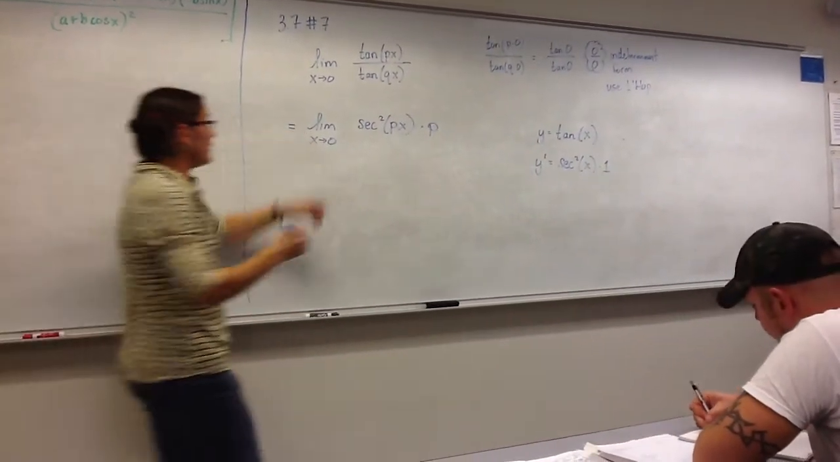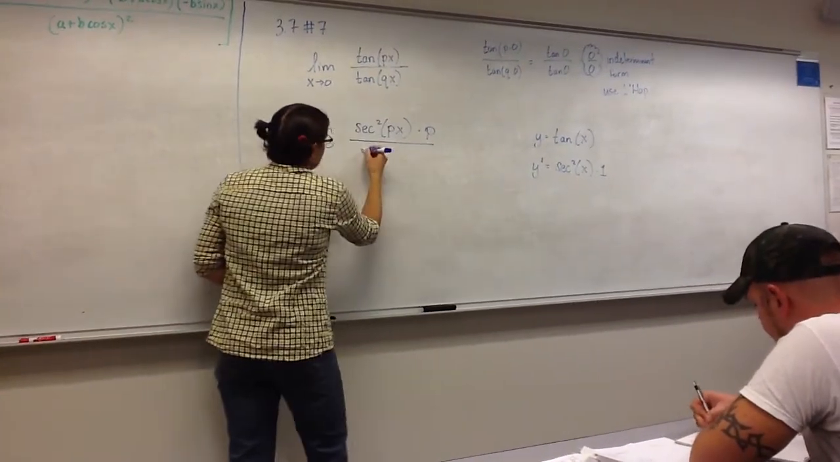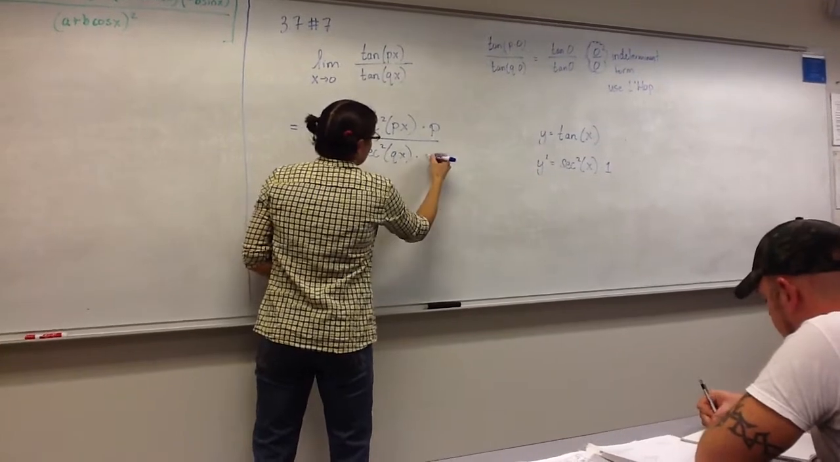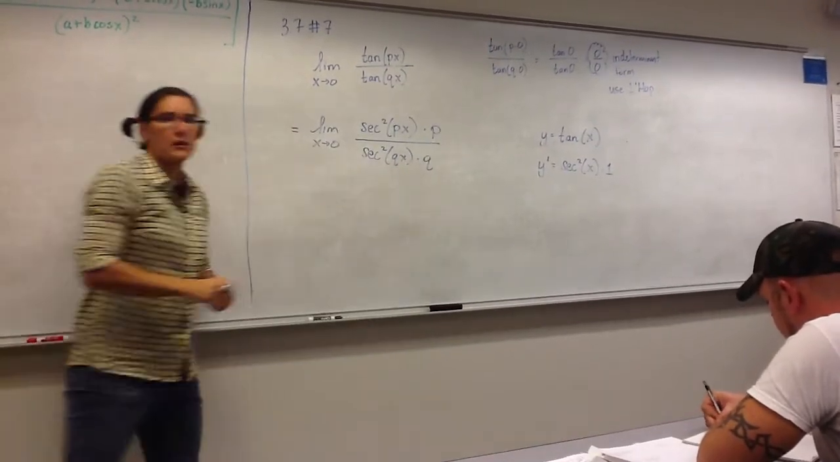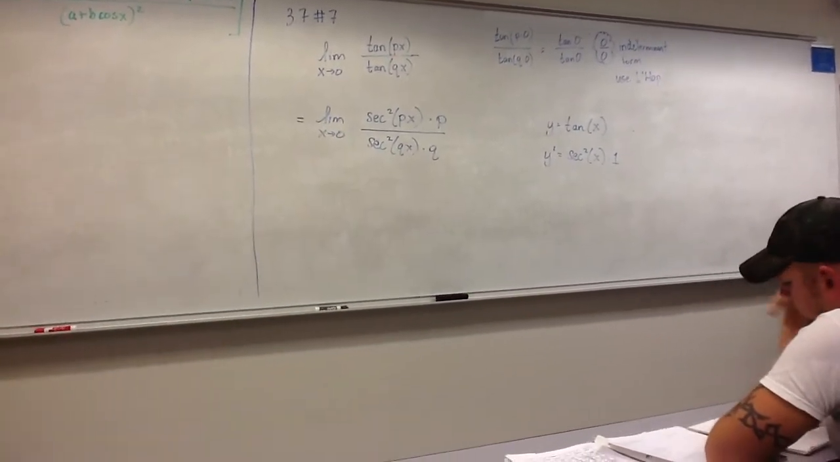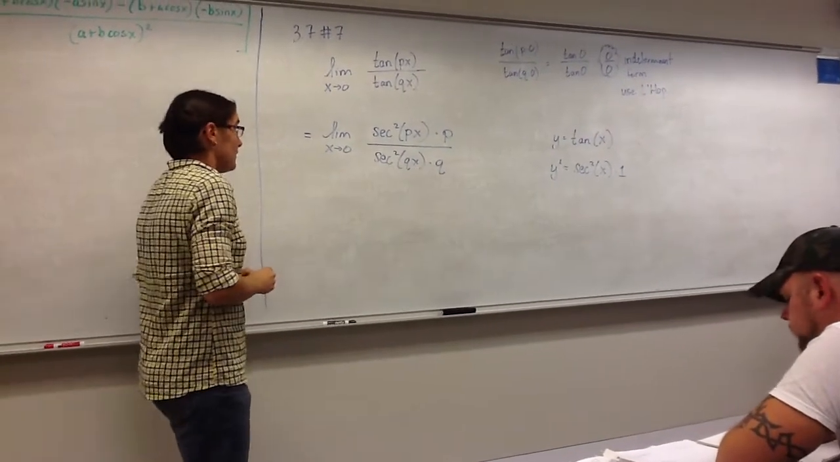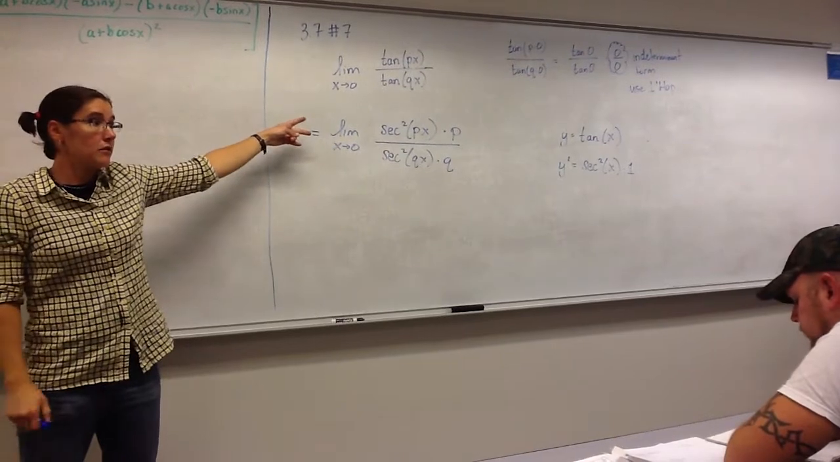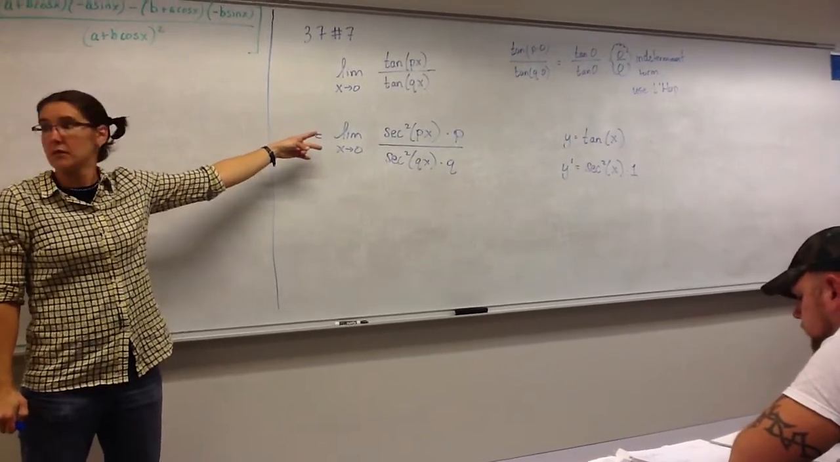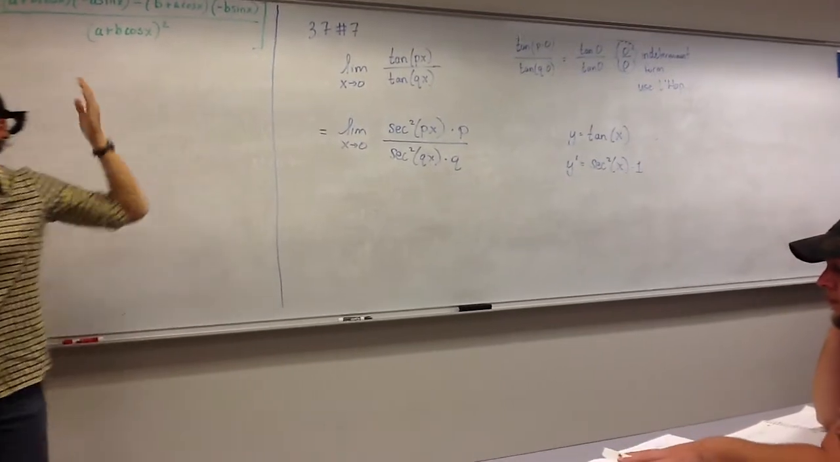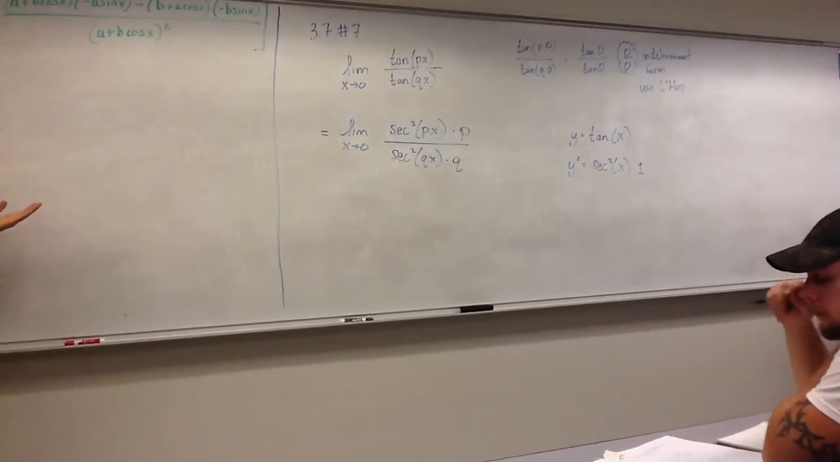Okay, so that's our numerator. And our denominator is going to be really similar. We're going to have secant squared of q times x times the derivative of the qx, which is q. Okay, questions on those derivatives so far? All right, so I look at this and say, well, what the heck is this? Is this going to be useful at this point?